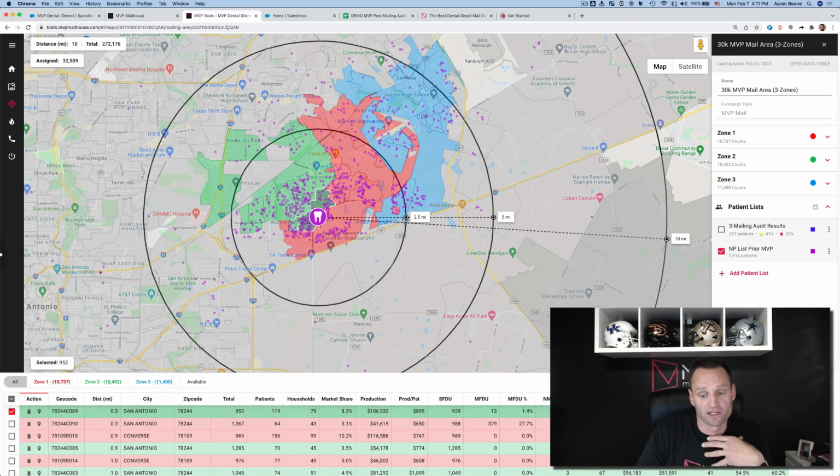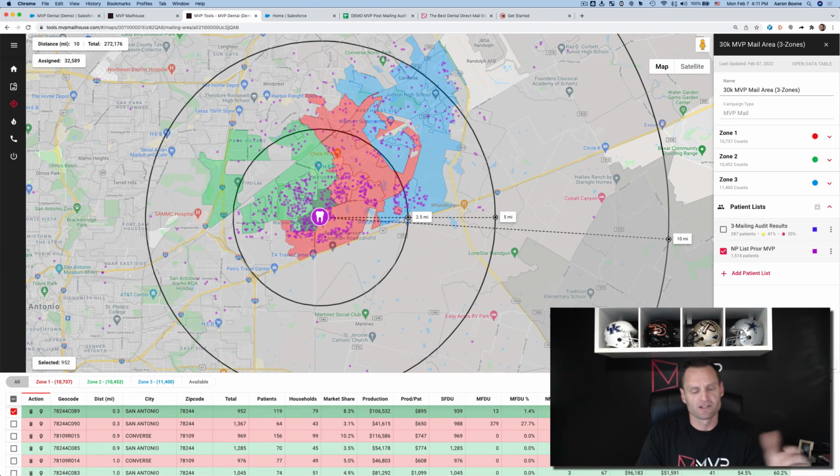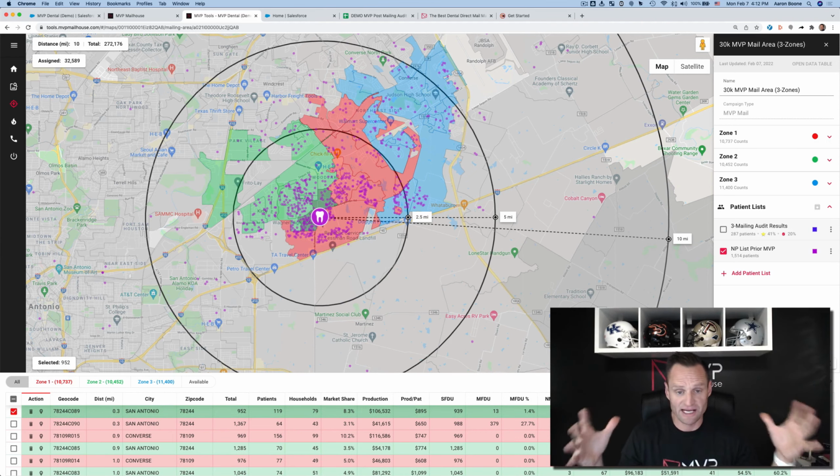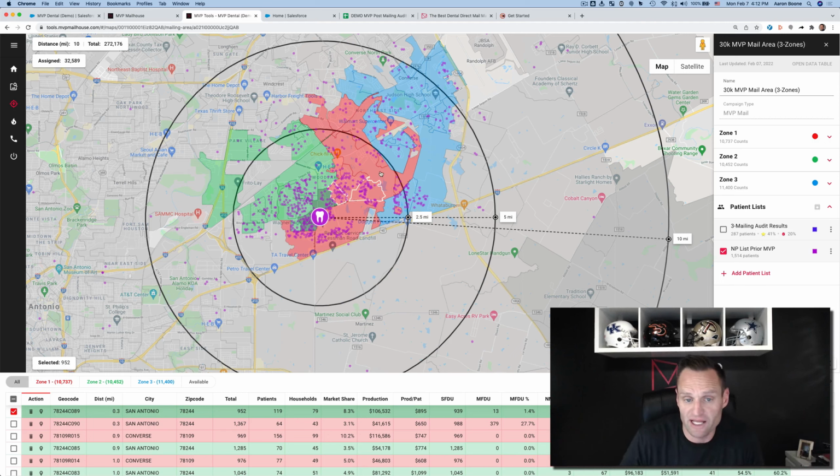I could also target just new mover areas. So there's a lot of variables you can do nowadays with direct mail. Gone are the old days where you used to have to mail to an entire zip code or entire city. You can literally get pretty granular, diving right into these hottest neighborhoods.